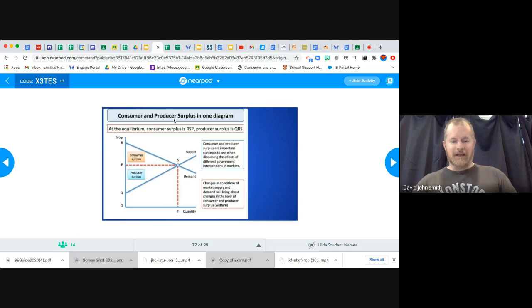So the idea of allocative efficiency is when supply equals demand and when your consumer surplus and producer surplus are maximized.